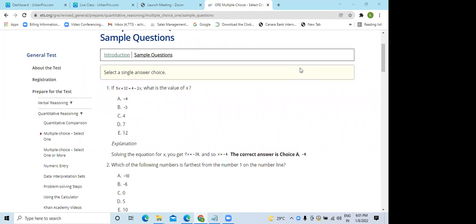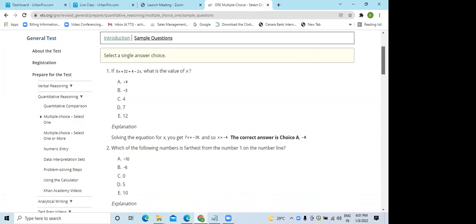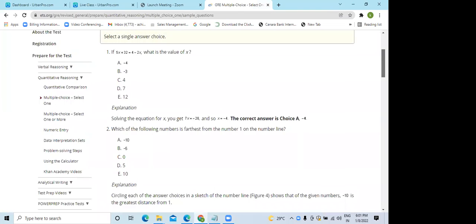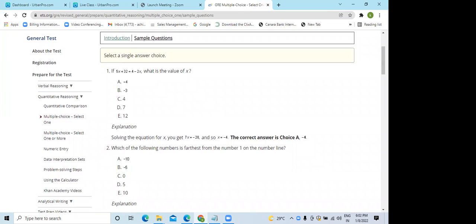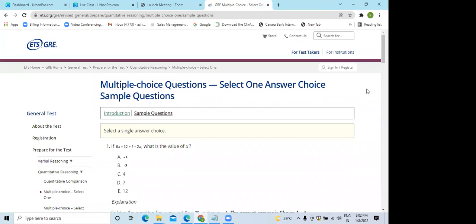Yeah. Can you see my screen, Vedant? Yes, Professor. Sir, the answers are visible. So, oh, sorry.